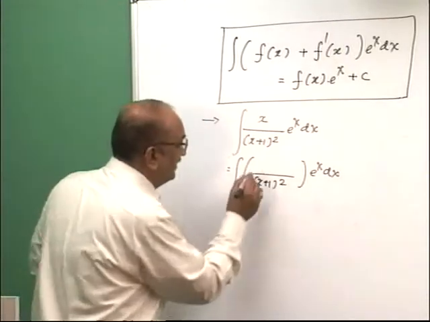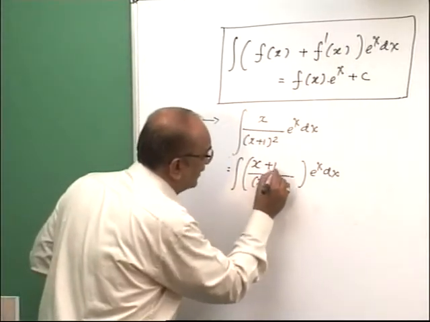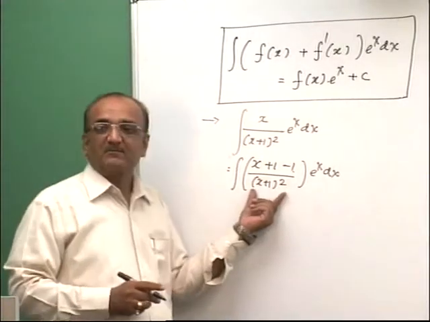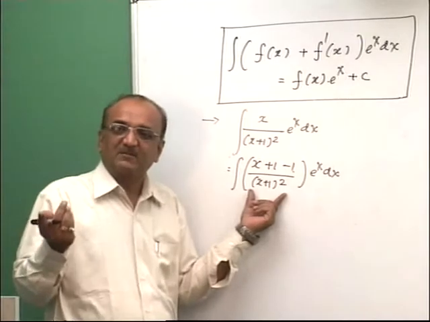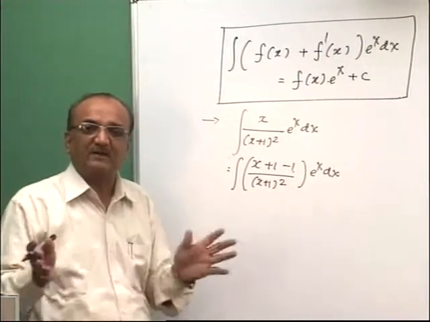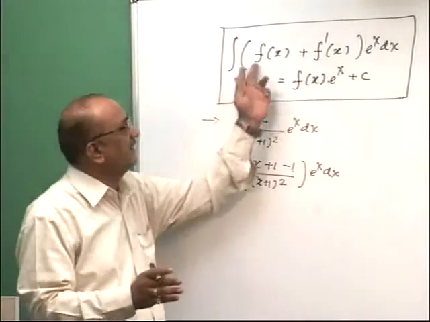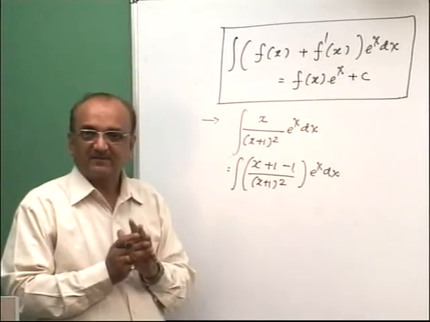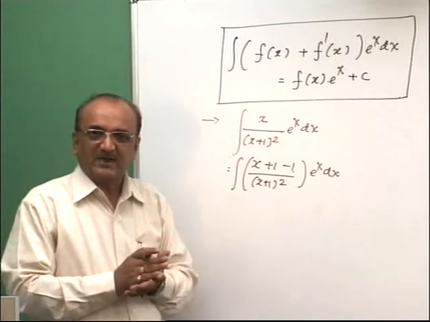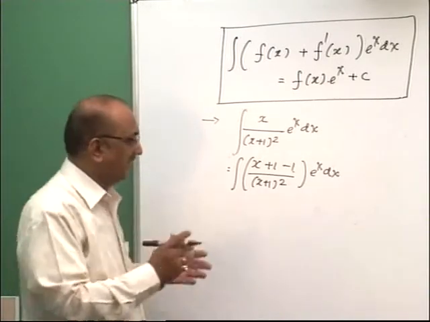In the numerator, you may write x plus 1 minus 1. What is x plus 1 minus 1? That is x. This is the only step we are doing for the adjustment of function and f dash x. This is the innovative step. Now see, next point.